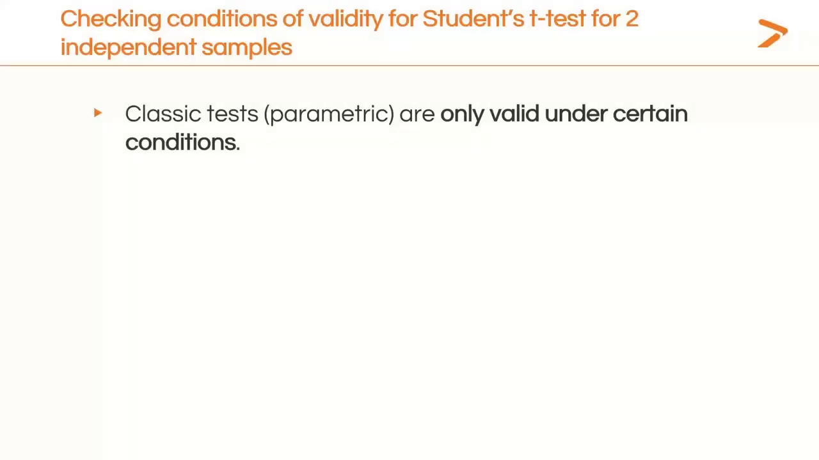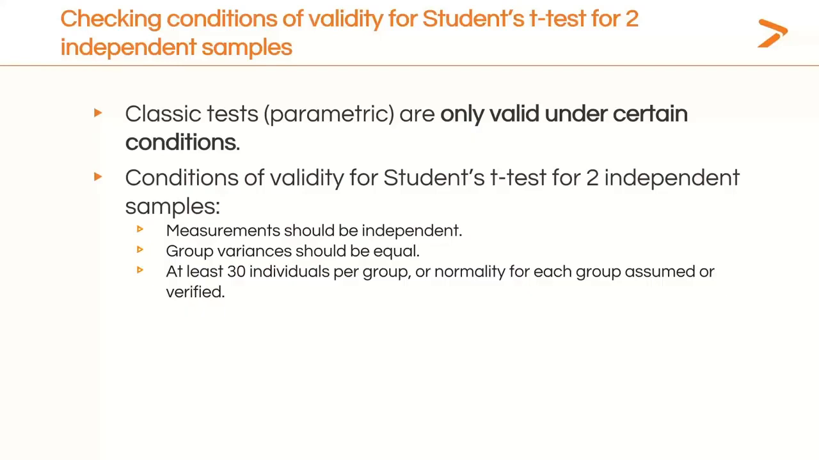Now we're going to run the student's t-test for two independent samples, as I told you. Classic tests, such as student's two-sample t-test, are only valid under certain conditions. For student's t-test for two independent samples, you should have independent measurements, so only one measurement per patient. Group variances should be equal. You should have the same dispersion, the same variance between the two groups.